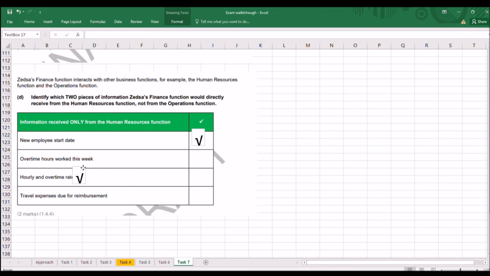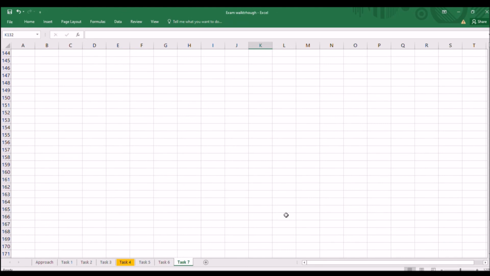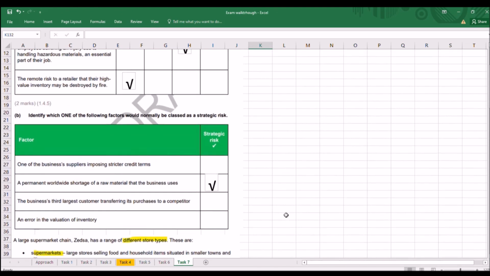Hourly and overtime rates. Yep, we would get what we're going to pay them from the HR department, what we've agreed when we were recruiting them. Travel expenses, no, that's again from the operational managers. And that's it. So that was number 7.